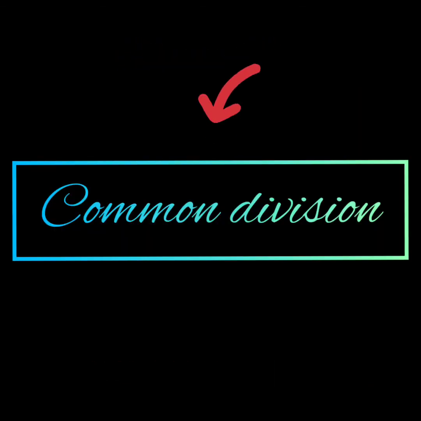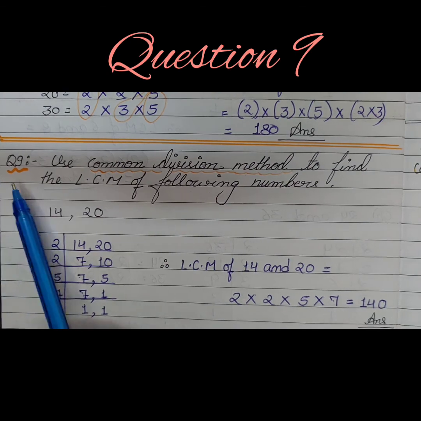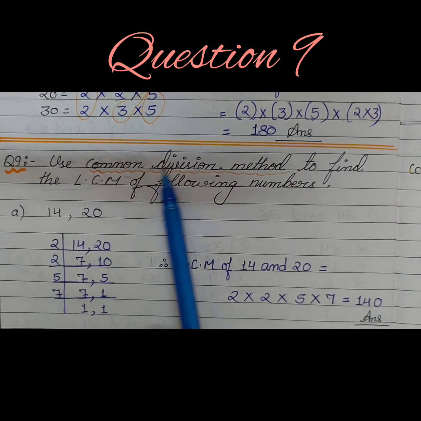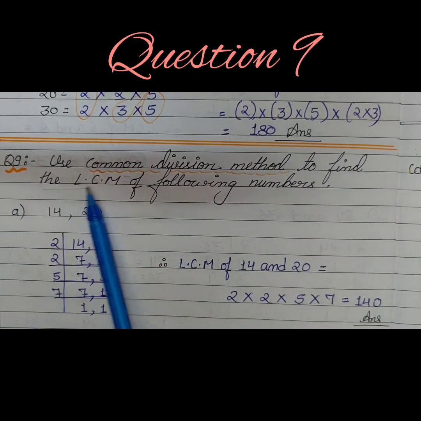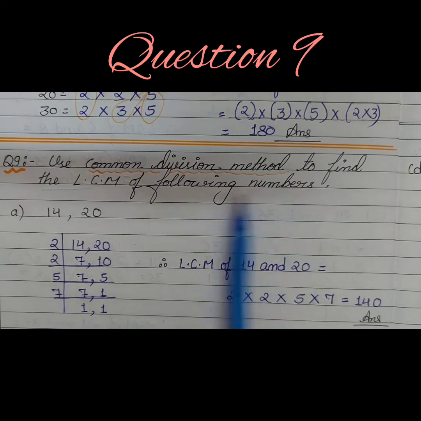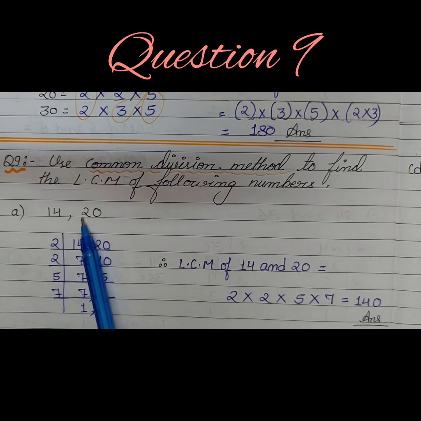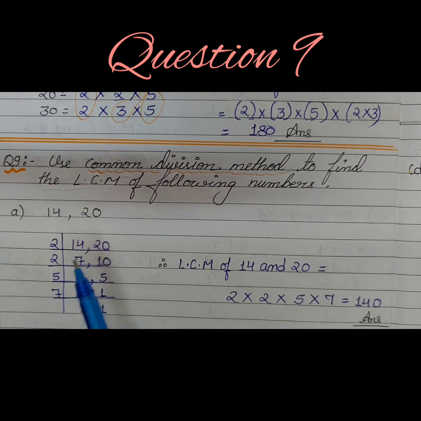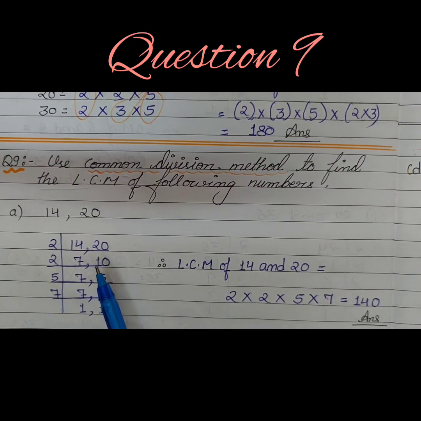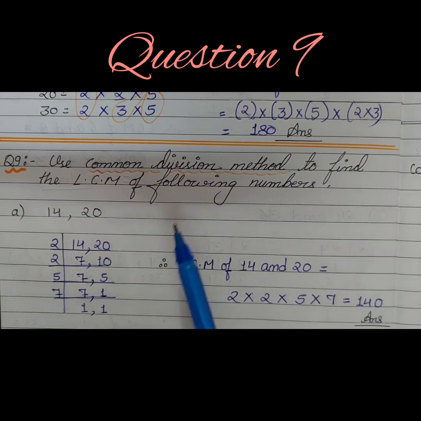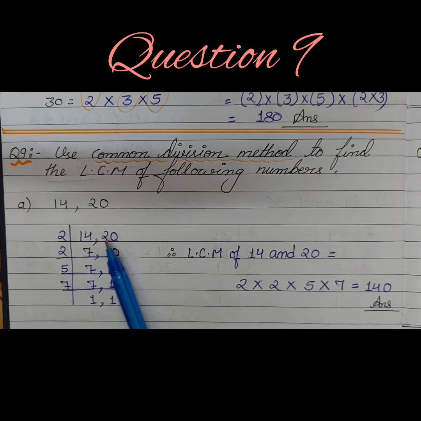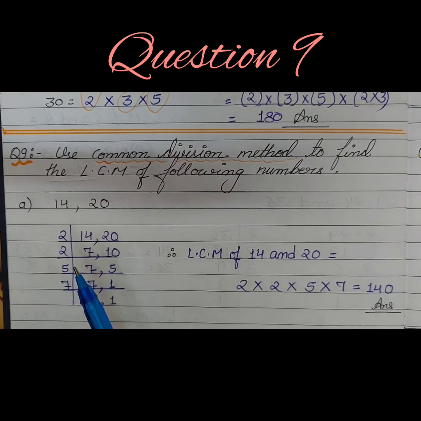Let's move to our next method, that is common division method. So let's start. Question number 9. Use common division method to find the LCM of following numbers. A part is 14 and 20. Our first step is write all the numbers in a row separated by comma. So here I have written 14 and 20 by putting comma.